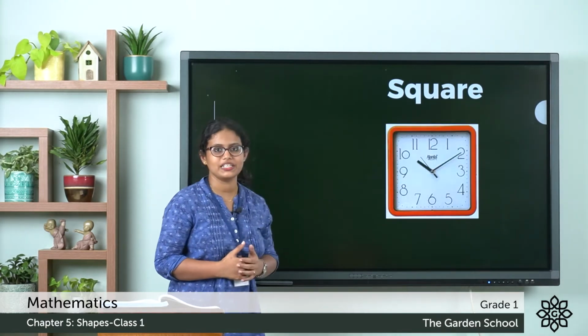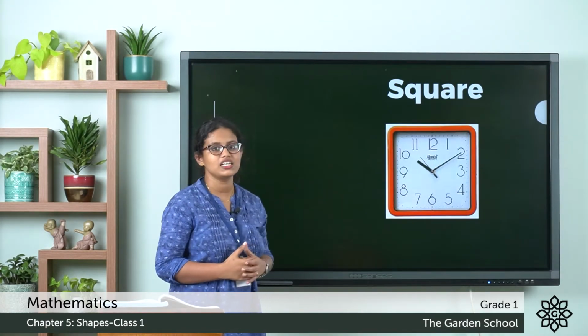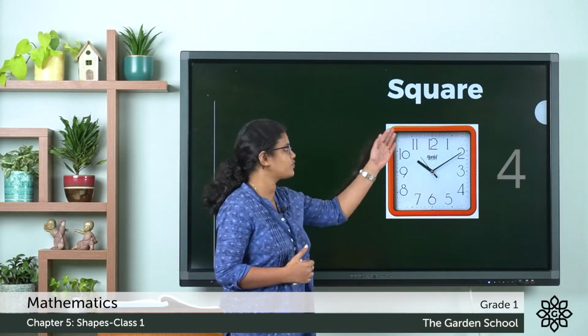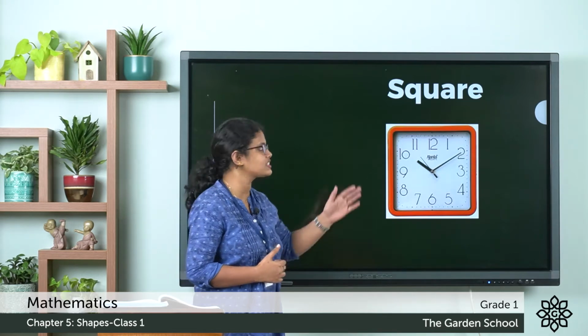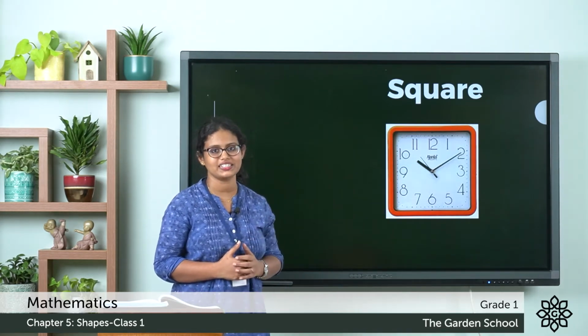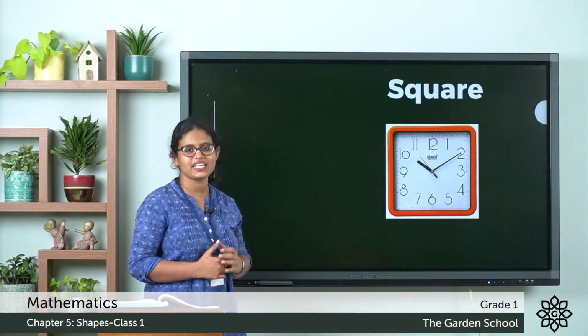One more example here. You can see a square shaped clock. How many sides are there? 4 sides. And how many corners? 4 corners. So, that is about square. Moving to the next shape.